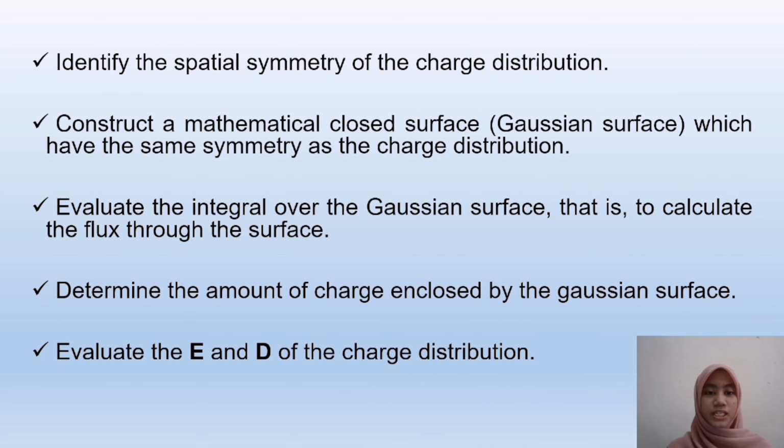So from all the applications that we have discussed just now, we can conclude that to apply Gauss's law, first we have to identify the spatial symmetry of the charge distribution, and then construct a mathematical closed surface, which is the Gaussian surface, which has the same symmetry as the charge distribution, and then evaluate the integral over the Gaussian surface, that is, calculate the flux through the surface. Next, determine the amount of charge enclosed by the Gaussian surface, and finally evaluate the electric field intensity and electric flux of the charge distribution. That's all about the application of Gauss's law.